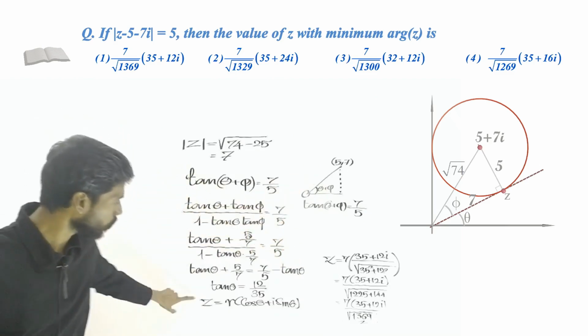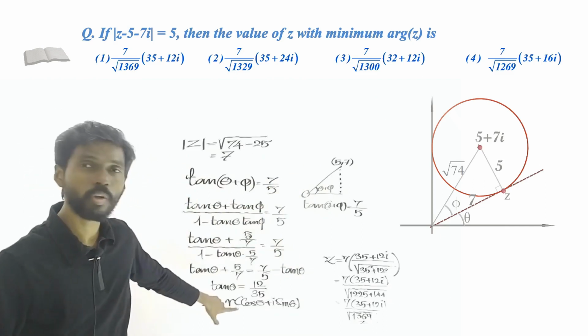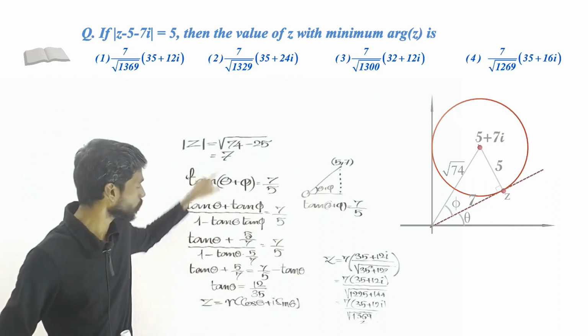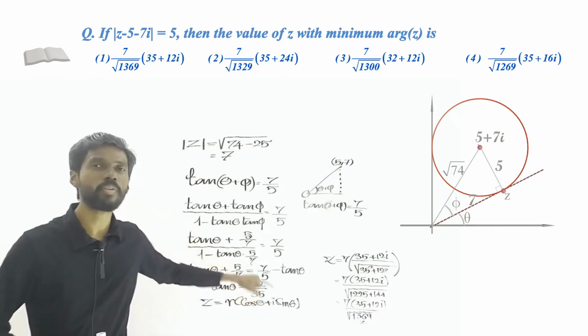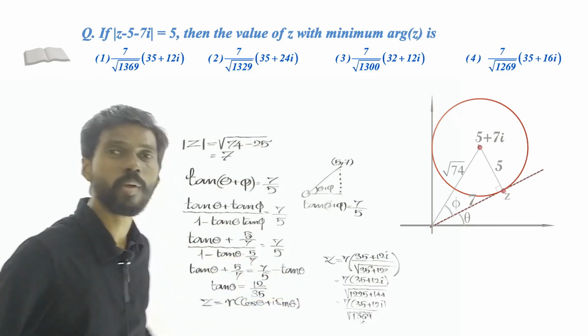Now using the polar form of the complex number, r is the modulus that is known, and cos theta, sin theta can be found using tan theta. So that is the required answer.